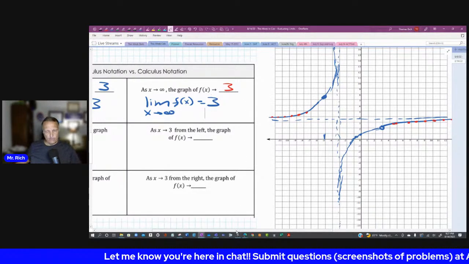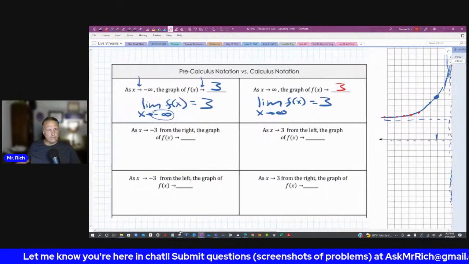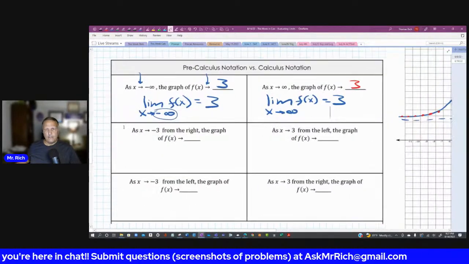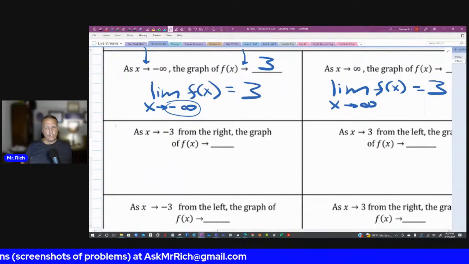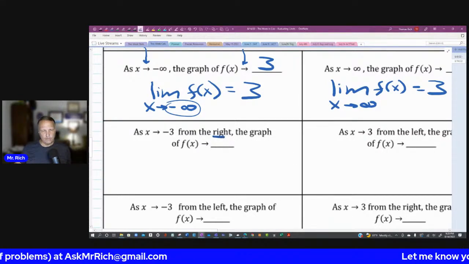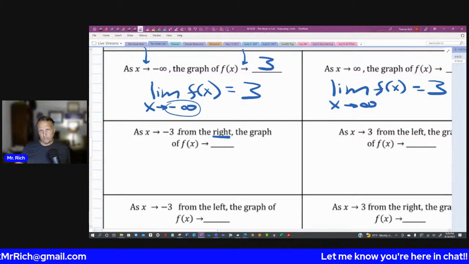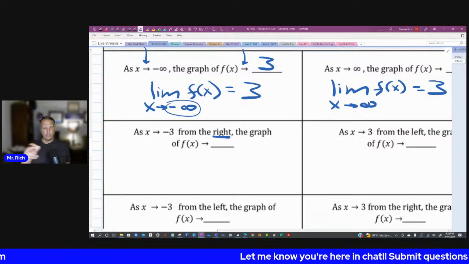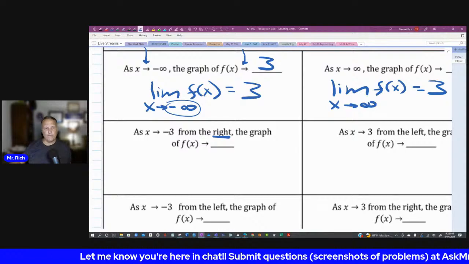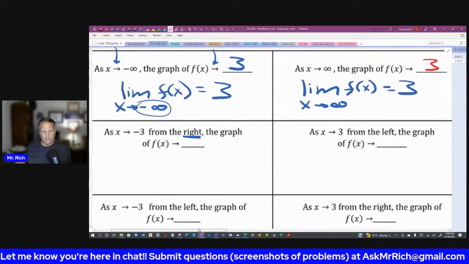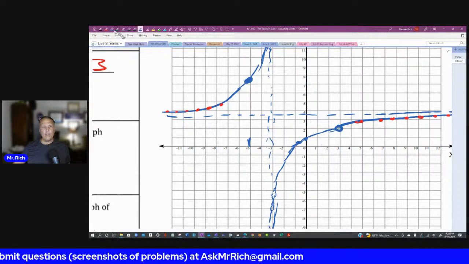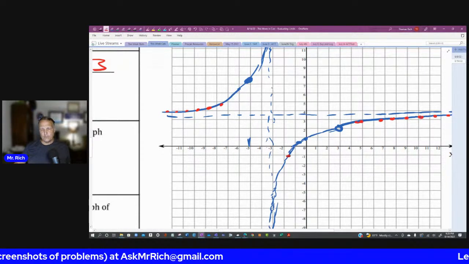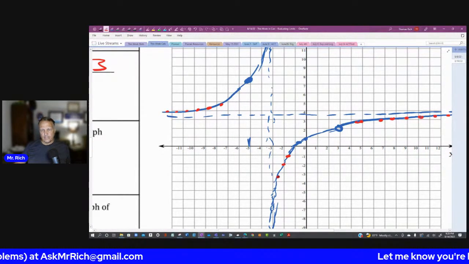All right, now let's talk about here. Let's consider this question. This says, as x approaches negative 3 from the right, from the right of negative 3 is what we mean. So if you go to x equals negative 3 and go to the right, we're talking about, since there's an asymptote there from the right, where is the function going? Let's take a look. So as we get closer to negative 3 from the right, we would be on the function heading down towards negative infinity.